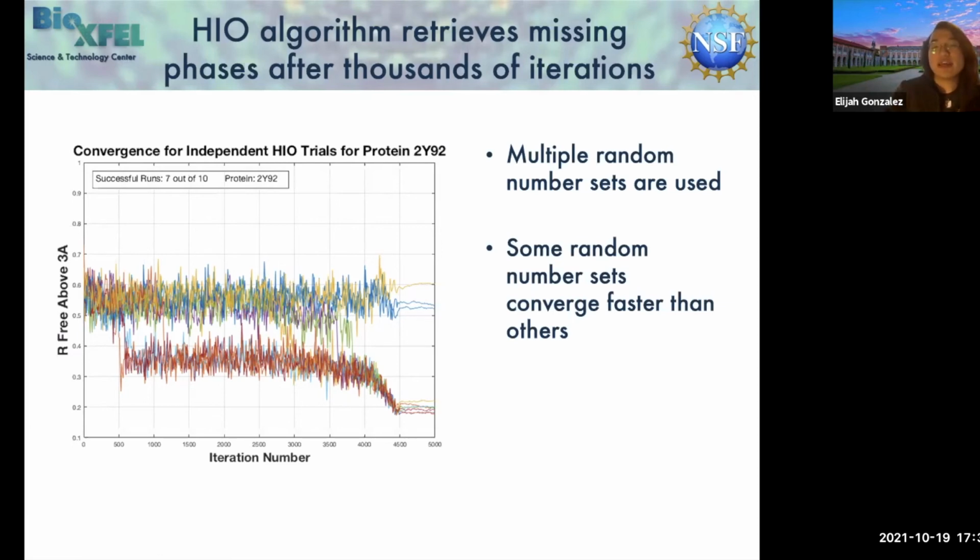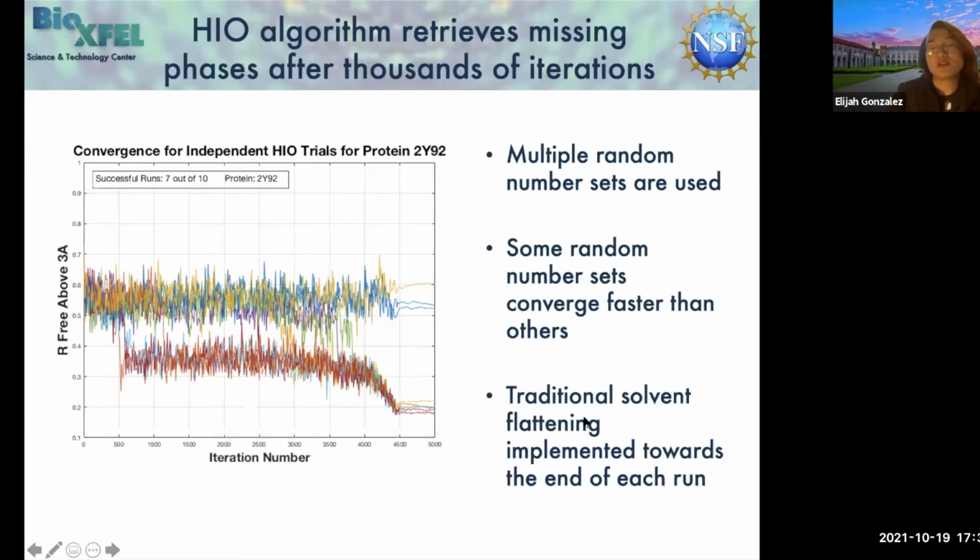And again, traditional solvent flattening is implemented towards the end of each run, which is going to feel a lot like the error reducing method. So this is the plot for just one protein. This is one protein, 2I92 in space group P43212. But we're really interested in testing this for lots of proteins and seeing what trends show. So this is the plot for many proteins within space group P43212.